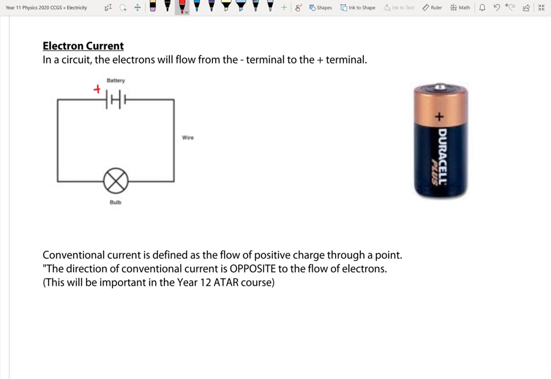Now, what happens is that your electrons are obviously going to be repelled from the negative terminal. They might go through a circuit, and they're also attracted at the same time. What the battery does is it provides an electromotive force.